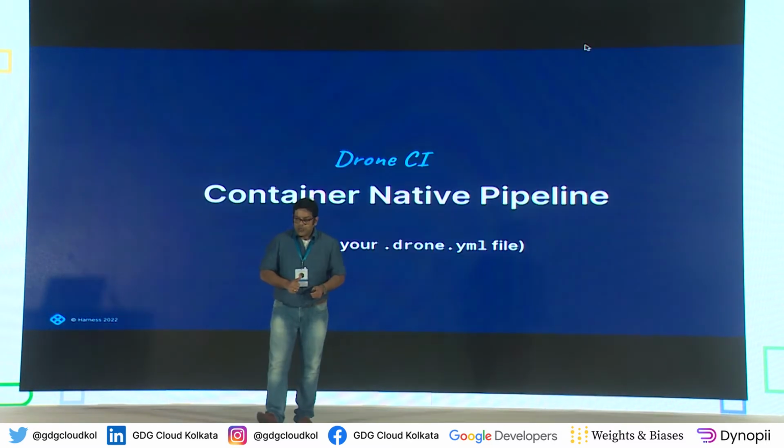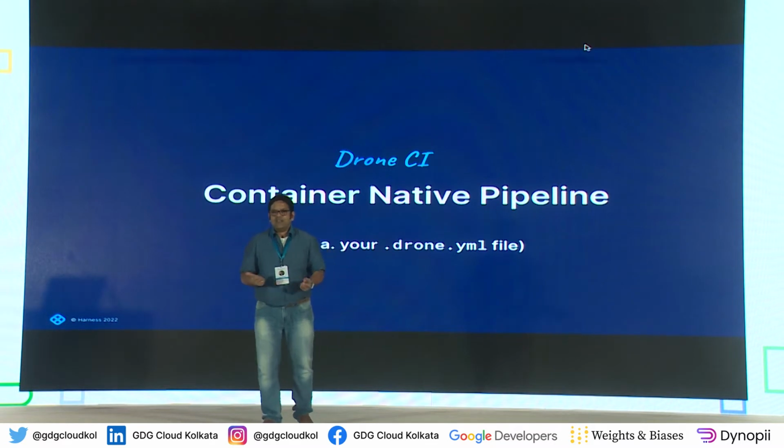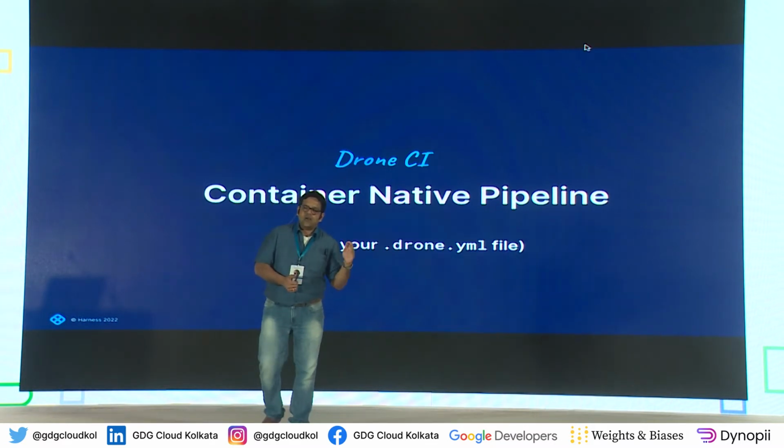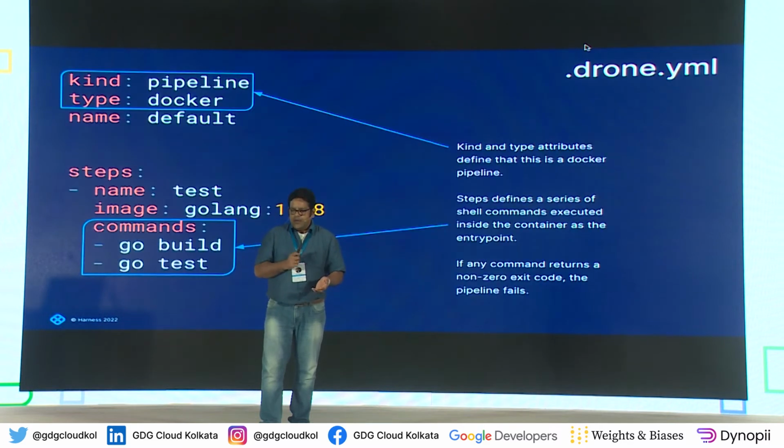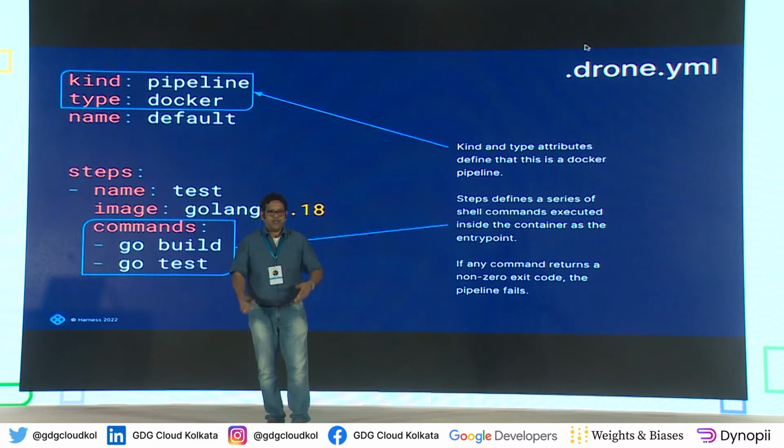Awesome. So what's next? What is a Drone pipeline? Let's go deeper into this: what do container-native pipelines mean to me, all right? A container-native pipeline is a very simple Drone YAML. It's a pipeline file at the end of the day. It's another YAML file. How many of you like YAML here?